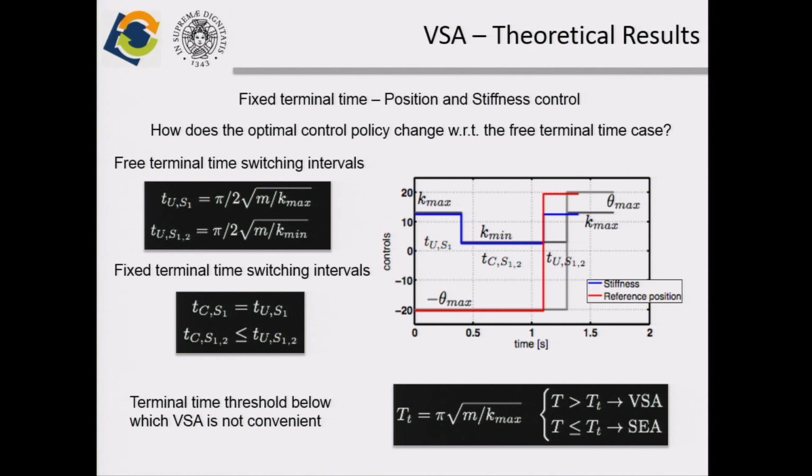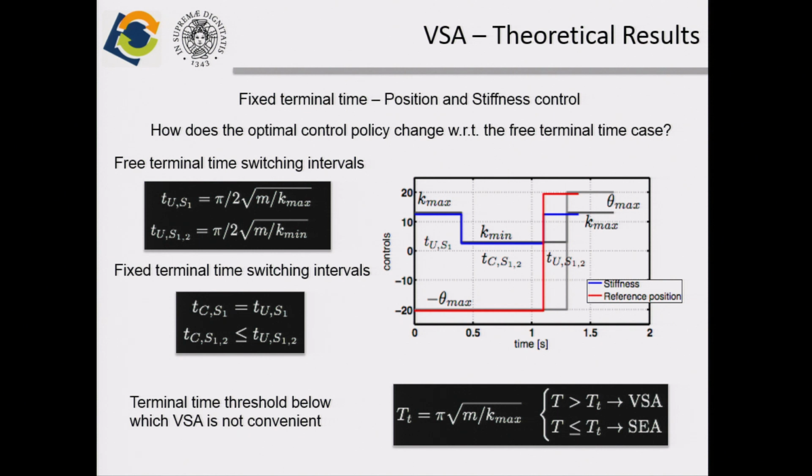Then we were able to solve also the variable stiffness case. And what we saw is that if the terminal time is given, the optimal control policy changes in this way. So the first switching remains at the same time, and the second switching is somehow anticipated in order to catch the terminal position constraint at the desired terminal time. Okay?